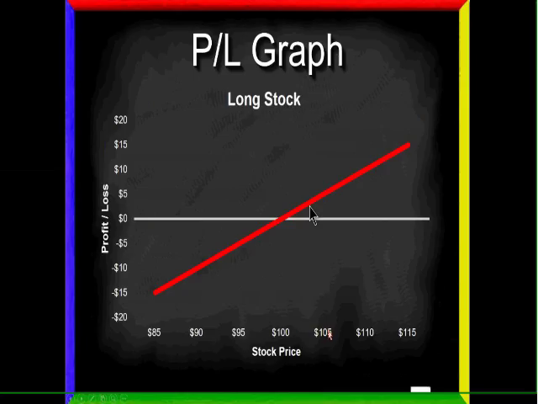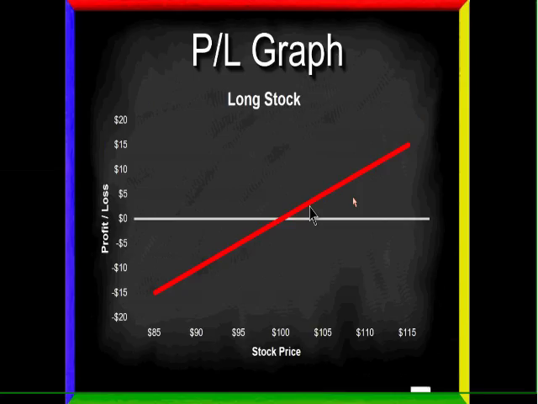Look at 105, trace a line up to the red line, and look at that. It lines up with a $5 profit. Isn't that true? Bought at 100, goes to 105, you made $5 per share. So the important thing to notice about a straight line is that it is dangerous. You're taking all of the good with all of the bad. We're going to find out that options can partition this.